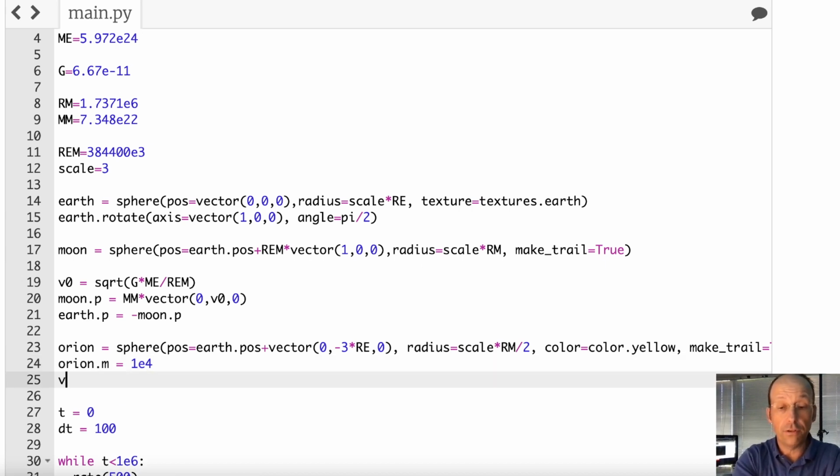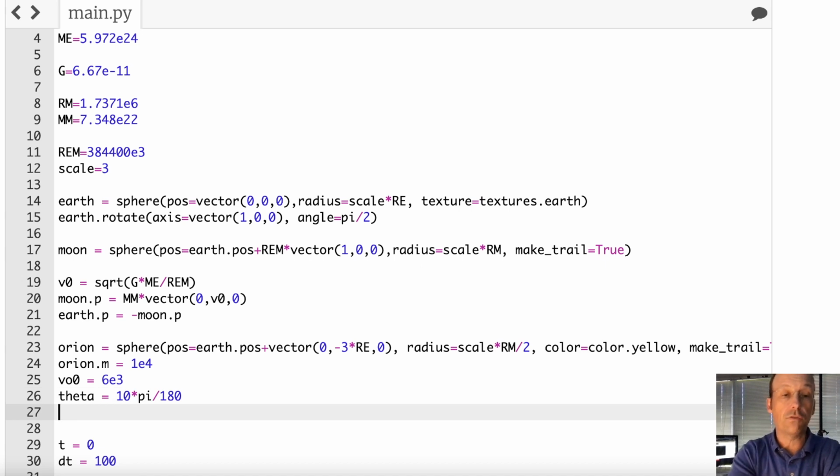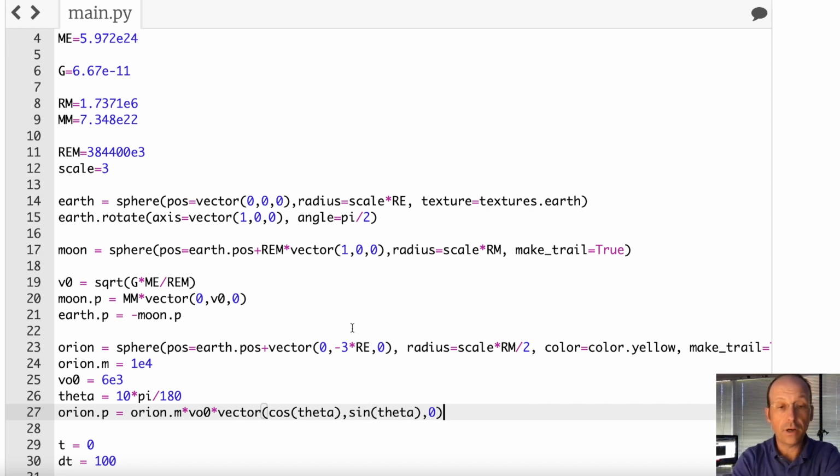I do need, let's do this, V0. You should never do that, but I just did. 6E3. That was the velocity that I start with. And then theta equals, let's say 10 degrees, 10 times pi divided by 180. So now I can get the initial momentum. Orion.p equals Orion.m times V0 times vector cosine theta, sine theta, 0. Okay, I think we're ready.